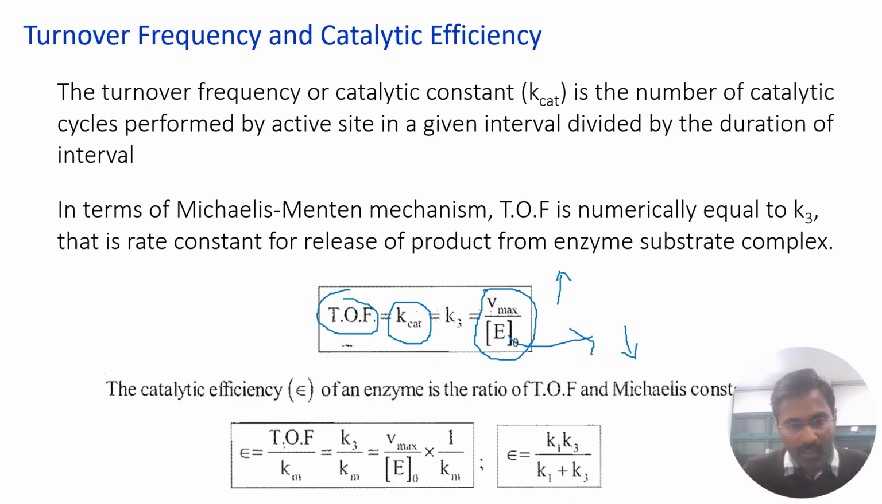So turnover frequency is K3, which is Vmax by E naught. So K3 by Km will give you the catalytic efficiency, where K3 is Vmax by E naught into 1 by Km. Okay. So this expression will help us to calculate the catalytic efficiency of any enzyme.